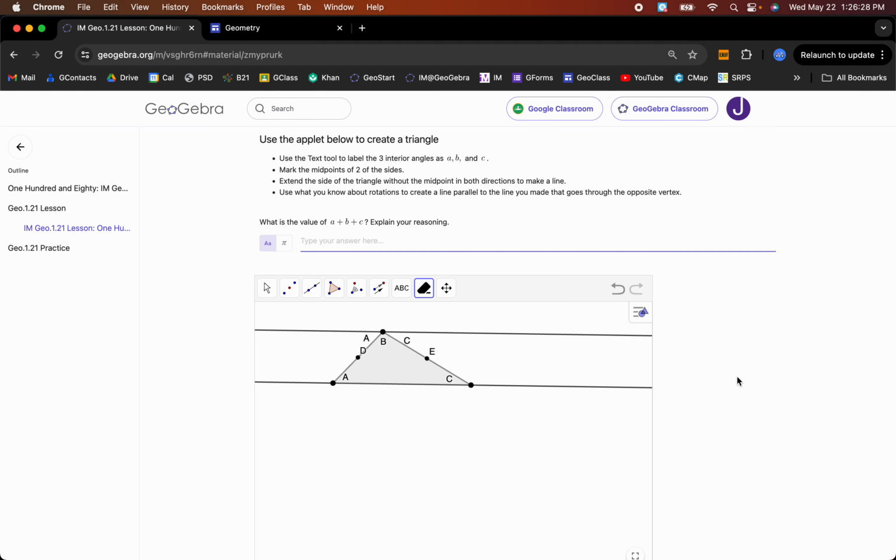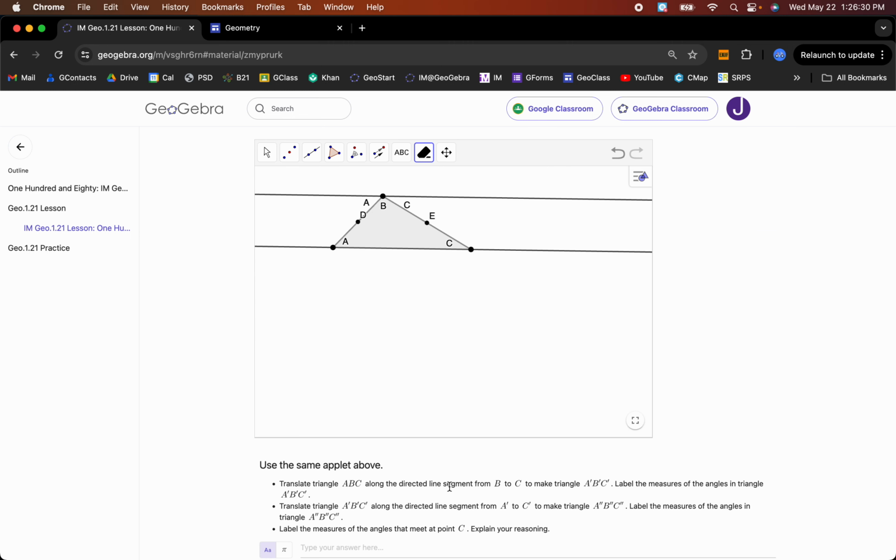There you go. All right, so now it says use the same applet above. We're going to do some other stuff here. It says translate ABC, triangle ABC, along the directed line segment from B to C. Okay, so we'll do the translate by vector.